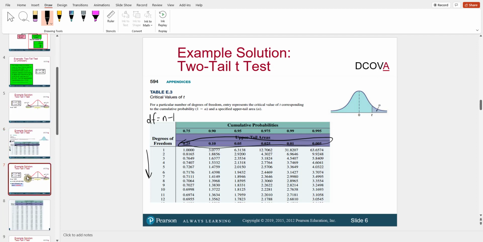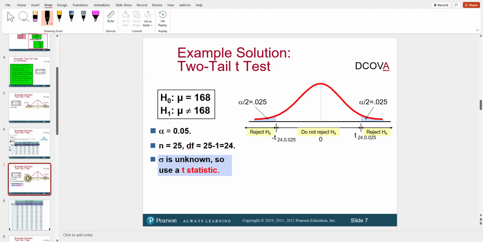Okay. So going back to my problem, we know we took a sample size of 25. So my degrees of freedom will be 25 minus 1, which is 24. So now I need to figure out the t-value that corresponds to a degrees of freedom of 24 and the area in the tail 0.025. So one will be negative, one will be positive. You're going to get the same number, you're just going to make one negative.